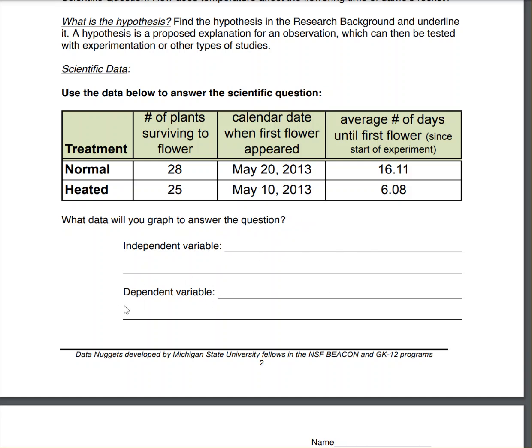Our dependent variable is the second portion of our hypothesis. Then the flowers will bloom sooner, right? So what variable can we find in there? That's the flowers, right? We're looking for the flowers as our dependent variable. So the thing that we can control, our independent variable, is the heat. We can decide the temperature, whether we heat the plots or not. The dependent variable, the result, is the flower time. We're hoping that the temperature affects the flowering time.